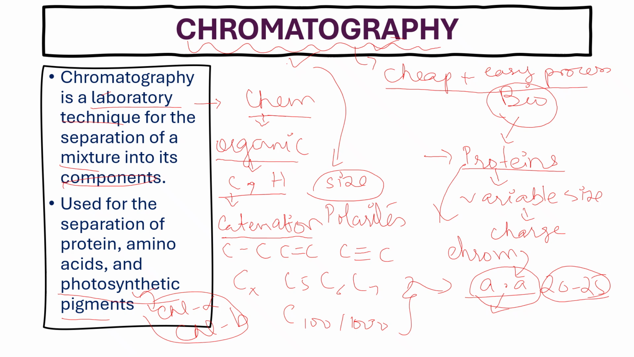So if we summarize it, chromatography is basically a lab technique which is used to separate out the components of a mixture. To separate the different components in a mixture, we use chromatography. For example, we use chromatography for the separation of amino acids, proteins, and photosynthetic pigments.